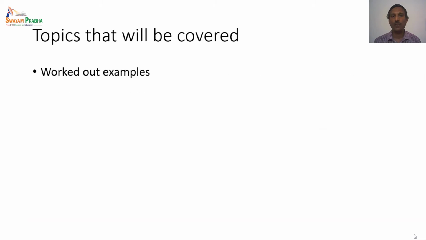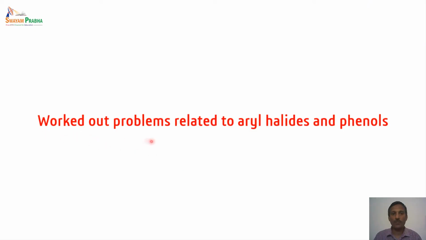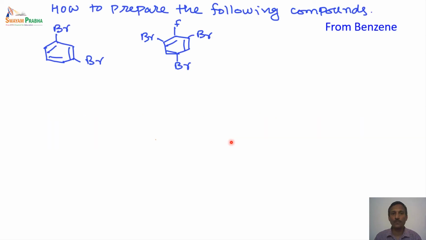The topics that will be covered in this session include worked out examples of aryl halides and phenols. We will be studying various reactions and interconversions of phenols and other derivatives. Let us study some problems related to aryl halides and phenols. We will study some worked out problems. The first one is how to prepare the following compounds from benzene.